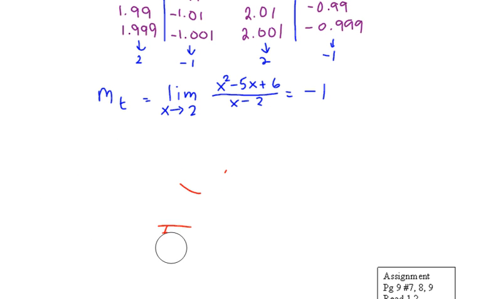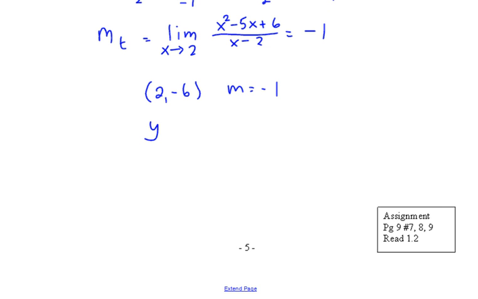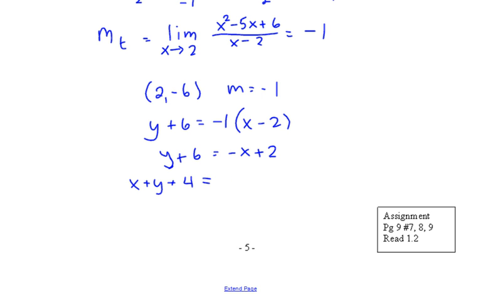We still need to find the equation of the line. It went through 2 and -6, slope equals -1. Let's do this really quickly. y plus 6 equals our slope times x minus 2. So negative x plus 2. I'm going to bring the x to this side so that I don't have to flip the signs. So x plus y, subtract 2, would be 4 equals 0.